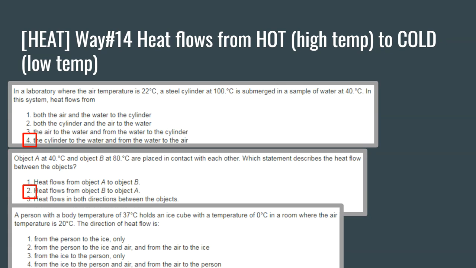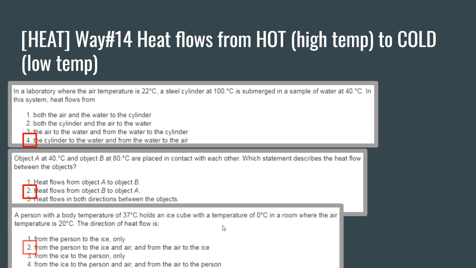Okay, because the person is holding the ice cube, and the person has a temperature of 37 degrees Celsius and the ice cube is at 0, we would expect the heat flow to be from the body of the person to the ice cube. But the ice cube is also making contact with the air at 20 degrees Celsius. So which one of the two is hotter? Well, it's the air at 20. Therefore, the direction of heat flow is from air to the ice. So currently, heat is flowing from the person to the ice cube and from the air to the ice cube.